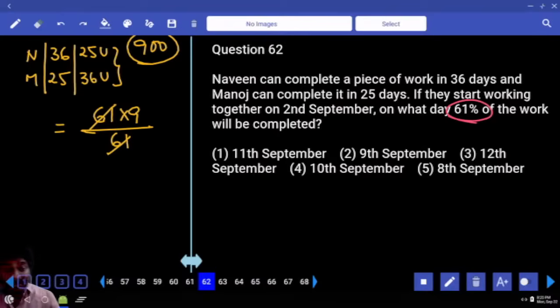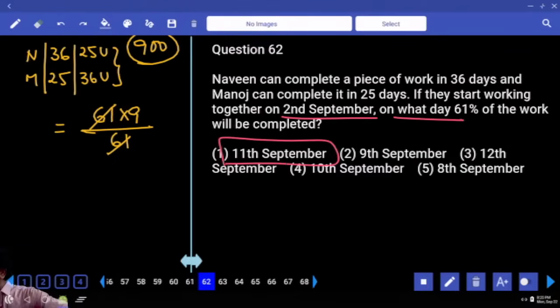Agreed? When did they start working? After 2nd September onwards they need 9 more days. Correct? So on which day are they going to complete it? 11th September. You just need to add 9 days, right?